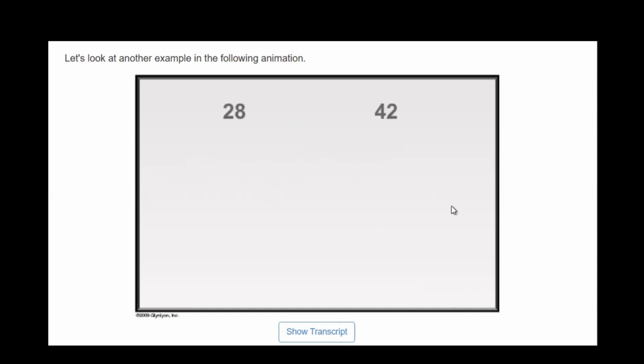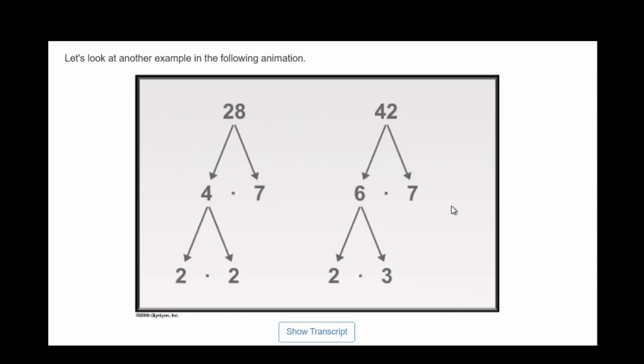28 is the same as 4 times 7. 4 is a composite number, so we'll need to break it down further. 4 is the same as 2 times 2. 2 and 7 are both prime numbers, so we're finished with 28. The prime factorization of 28 is 2 times 2 times 7. Now let's do 42. 42 is the same as 6 times 7. 6 is composite and is the product of 2 and 3. 2, 3, and 7 are all prime numbers, so we factored 42 completely. Its factorization is 2 times 3 times 7.